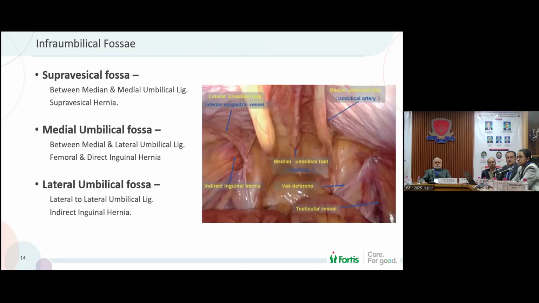And then there are 3 infraumbilical fossae. The supravesical fossa is between the median and medial umbilical ligament, which is the site for supravesical hernia. The medial umbilical fossa is between the medial and lateral umbilical ligament. That is the site for femoral and direct inguinal hernias. And then there is the lateral umbilical fossa, which is lateral to the inferior epigastric arteries, that is, the lateral umbilical ligament. This is the site for indirect inguinal hernia.